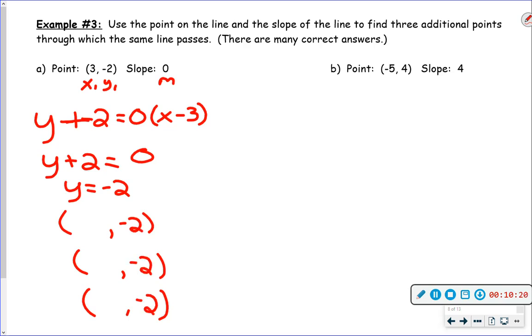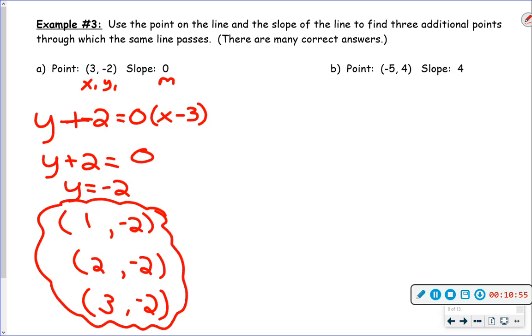And you can pick any number you want for x. So, I don't know, I'm going to be lame: 1, 2, 3. Pick whatever you want. I did 3 different ones earlier, okay? Now, think about this. If you were to plot those points, you can kind of picture (1, -2), (2, -2), (3, -2). It's going to make a horizontal line because you have 0x in here. 0 slope, 0 slopes, horizontal lines. So that's why you've got the same numbers there.